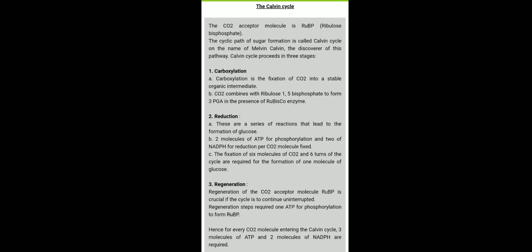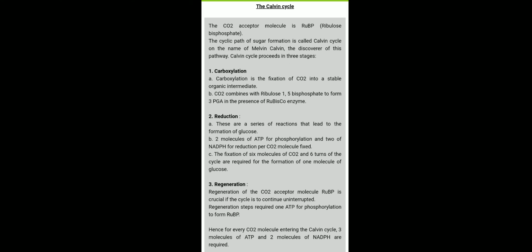This process occurs in the presence of the RuBP carboxylase enzyme. This is carboxylation. Second, as I told you, a series of reactions occurs through which phosphoglyceric acid is converted into a molecule of glucose. So 2 ATP molecules are used for phosphorylation, and 2 molecules of NADPH for the reduction of each CO2 molecule. So in reduction a total of 12 ATP molecules and 12 NADPH molecules are used.